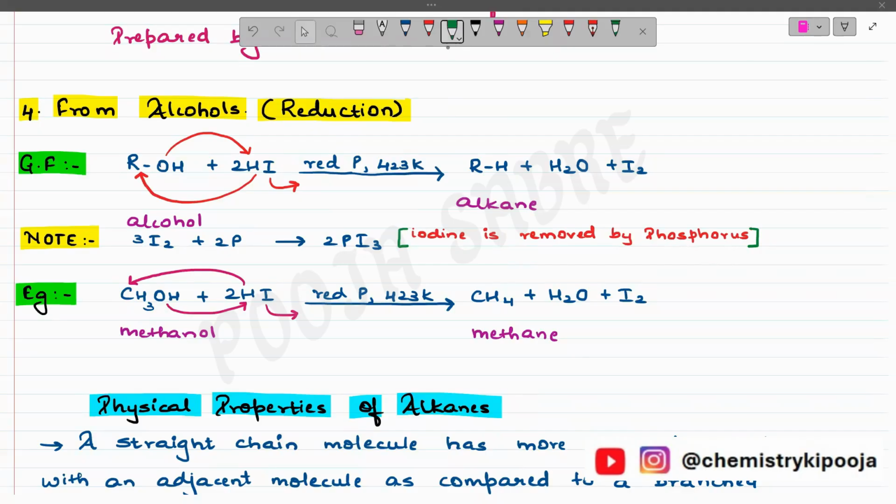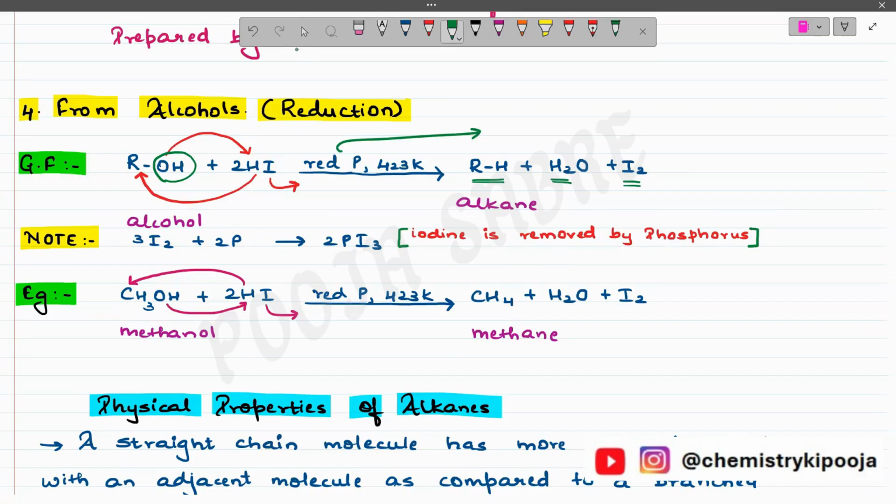Exactly what is going to happen is, when alcohol is treated with HI, one of the hydrogens will combine with OH to form water. One hydrogen will go and combine with R to form RH, that is nothing but alkane. And then the 2I will combine to form I2. So basically we have prepared alkane from alcohol in the presence of red phosphorus at 423 Kelvin.